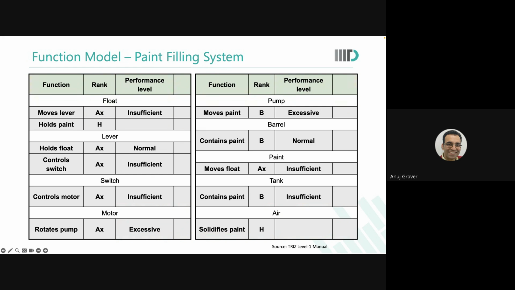Do you realize this? So the switch controls, but the switch is not pressed on time. That is where there is some insufficiency. So it is written in the going forward way, but you have to actually read it in the going backward way also, as in a cause analysis.